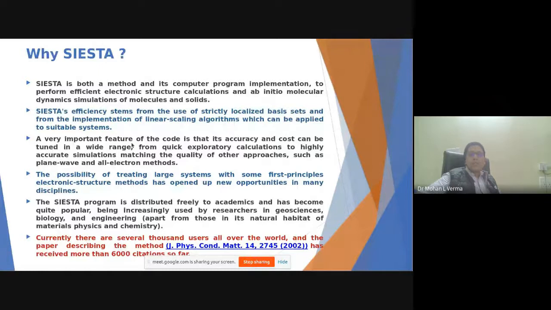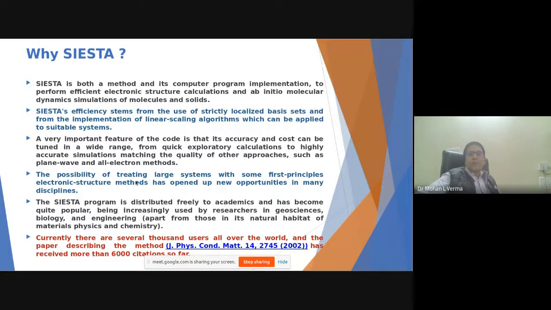A very important feature of the code is that its accuracy and cost can be tuned in a wide range, from quick exploratory calculations to highly accurate simulations, matching the quality of other approaches such as plane wave and all electron methods. These are the other methods. So here we use the superposition method, and this is efficient enough.